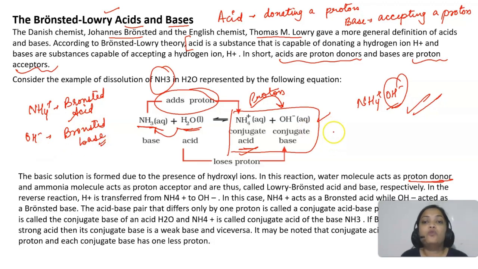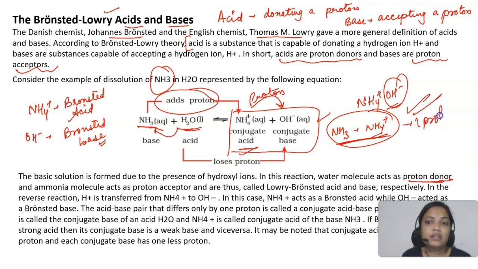So ammonia was a base and the ion that it is forming, ammonium ion, is an acid. So they are just differing by one proton. There is a one proton difference here, and we will be calling it a conjugate acid base pair. So this was a base and its ammonium ion is its conjugate acid. And you can say hydroxide ion is the conjugate base of water.